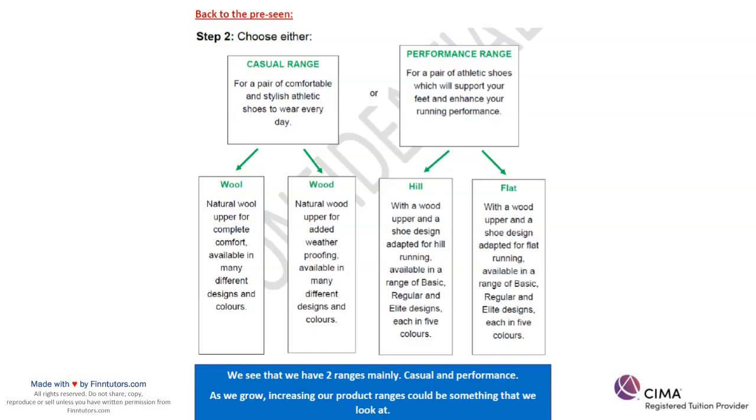You can see there are different products, different ranges, different colors, different perspectives. A whole variety of products are being offered by us. Many different designs, many different colors in the casual range. In the performance range, we have regular designs with 5 colors, and we have elite designs with 5 colors. So we can see two main ranges, but under that we have a whole lot of different products that we are offering. As we grow, increasing our product ranges could be something that we look at.